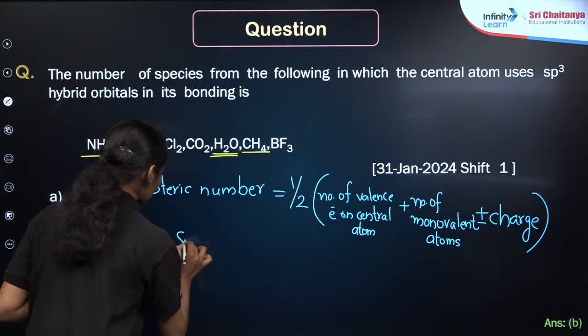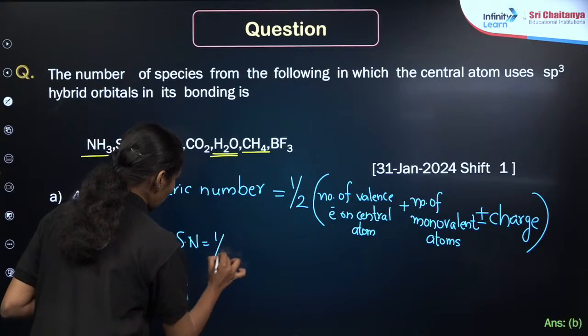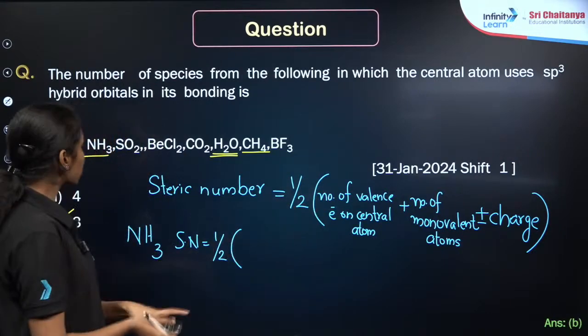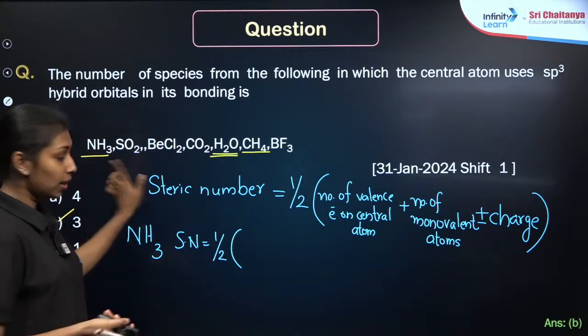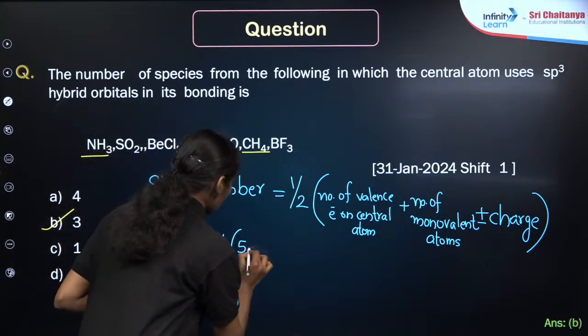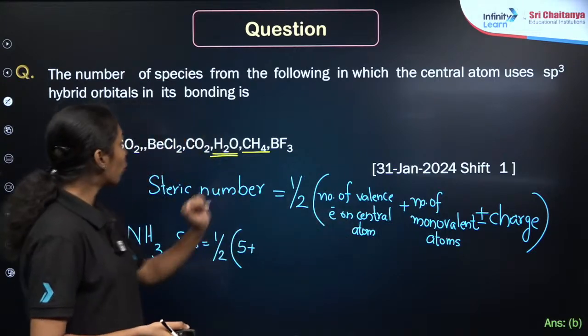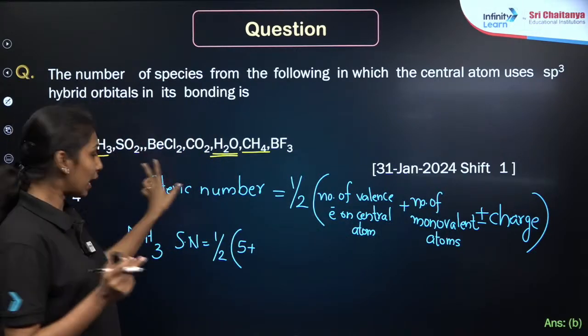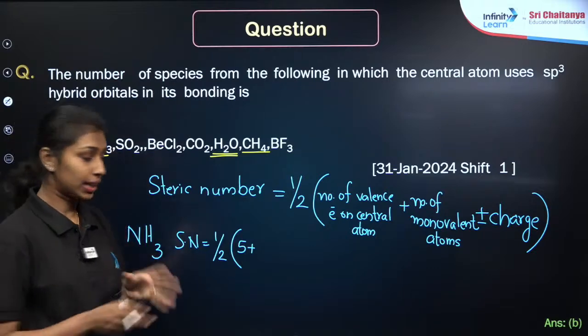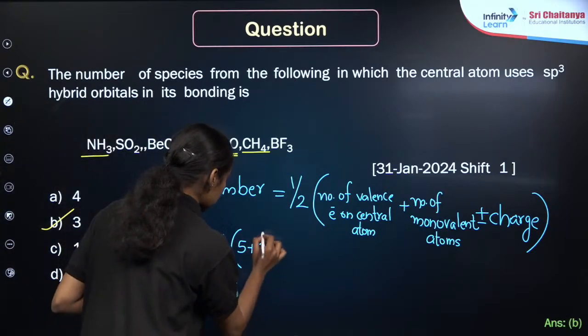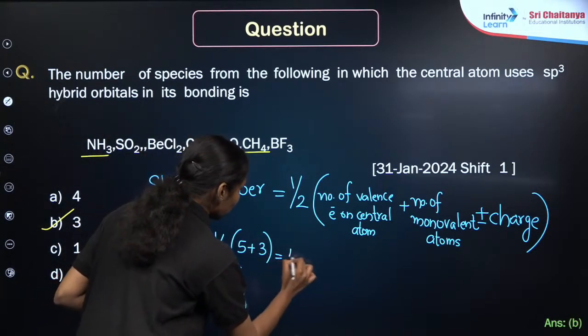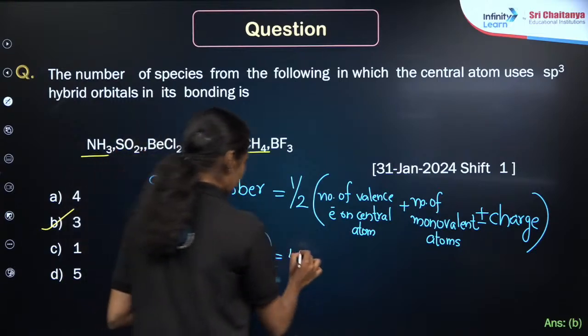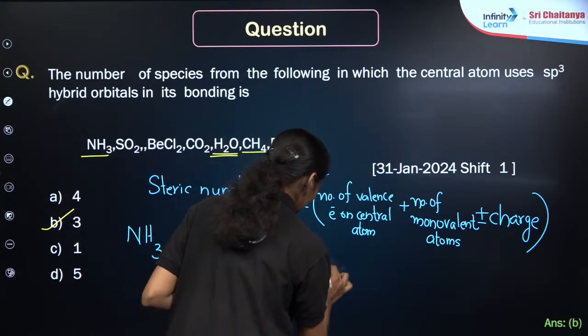What will be the steric number here? Half into the number of valence electrons on the central atom. The central atom is nitrogen, right? So it has 5, plus the number of monovalent atoms. Hydrogen is the monovalent atom, and there are 3 hydrogen atoms. So 5 plus 3, 8 by 2, that is equal to 4. 4 means it is sp3 hybridization, right?